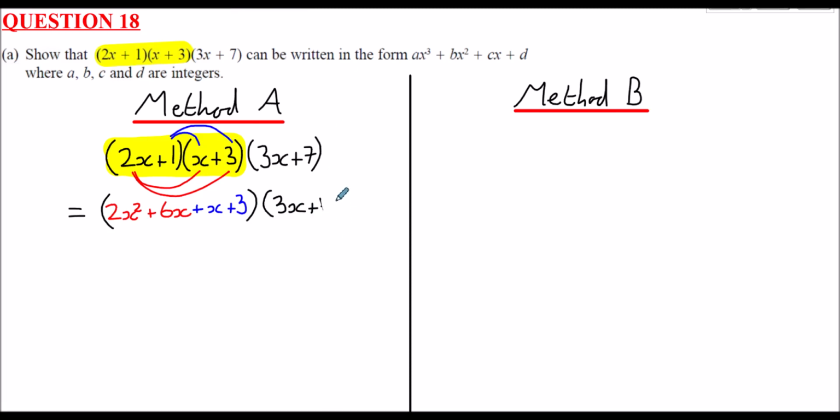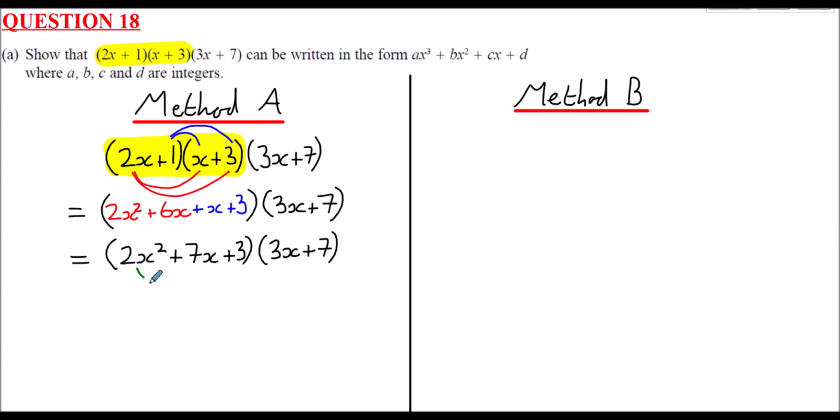Oops, sorry about that. So here, the 6x and the x can be simplified into 7x. So that's 2x squared plus 7x plus 3, multiplied by 3x plus 7. And now we can just simply multiply each of these terms by each of the terms in the second bracket.